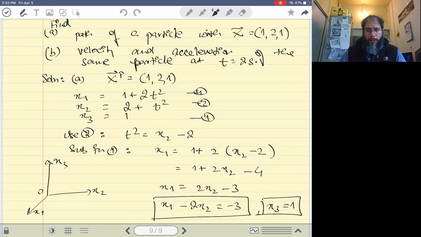So the particle is always at x3 equal to 1. That is, the particle moves in the plane x3 equal to 1. So what you do is draw the plane x3 equal to 1. In this plane, the particle moves in a straight line, which is denoted by x1 minus 2 x2 equals minus 3. So the particle is moving in a straight line in the plane x3 equal to 1. This gives us the path of the particle P, which was in the reference configuration at 1, 2, 1.